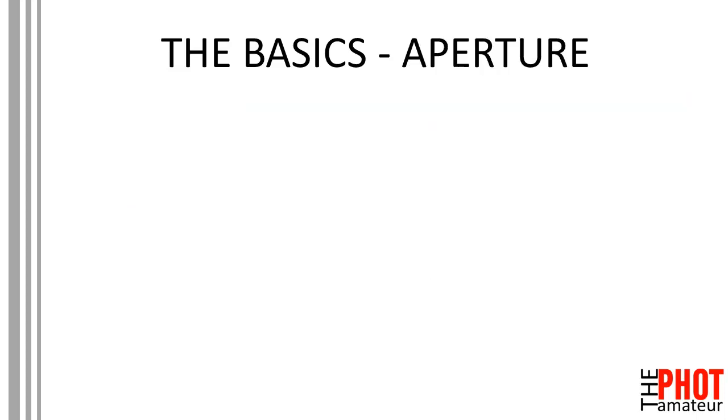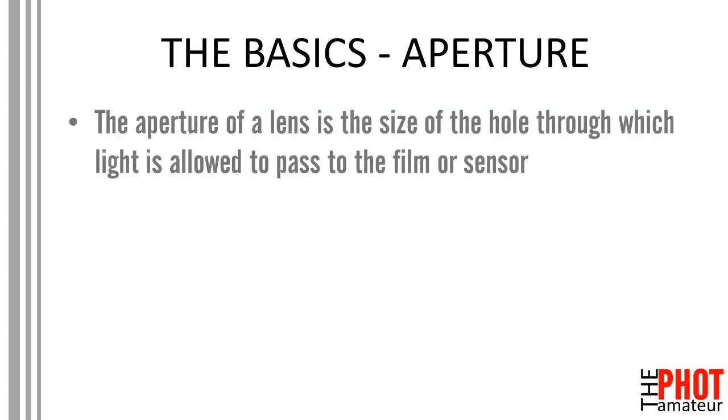Let's move on to the next point of the triangle, and that is aperture. Now, the aperture of the lens, as I've said here, is the size of the hole through which the light is allowed to pass to the film or sensor.